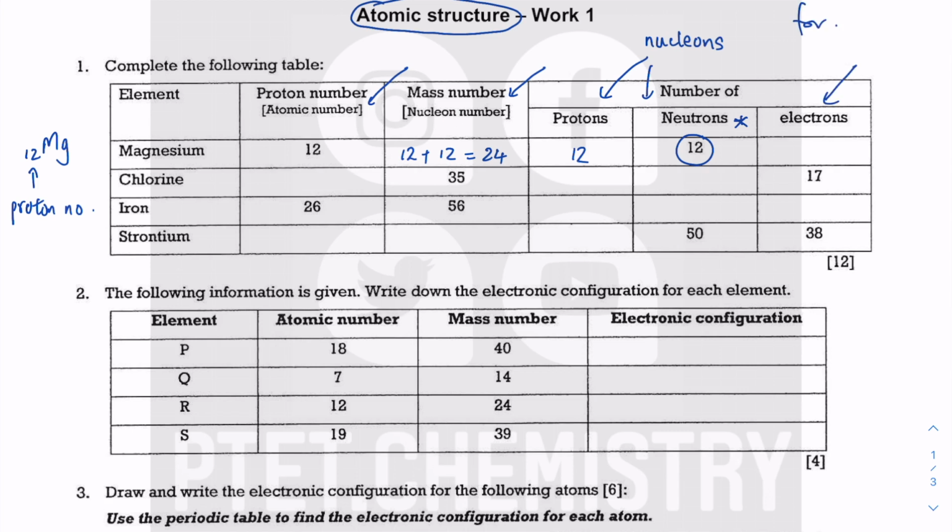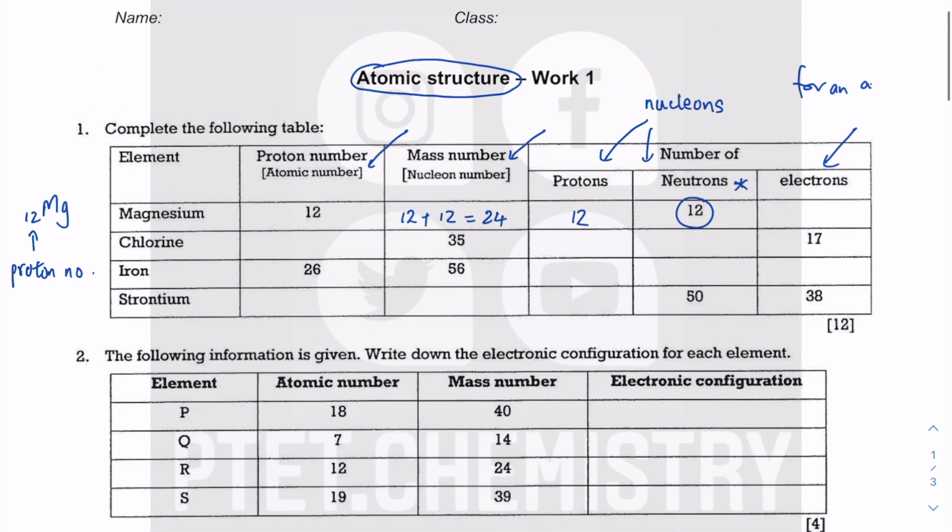Each of these is an atom, so an atom is uncharged. The number of protons, which are positively charged, equals the number of electrons, which are negatively charged. The identity of an element in the periodic table is defined by the number of protons. If you have 12 protons, that means you have magnesium. If you have magnesium, that means you have 12 protons. Because you are an atom, if you have 12 protons, then you must have 12 electrons.